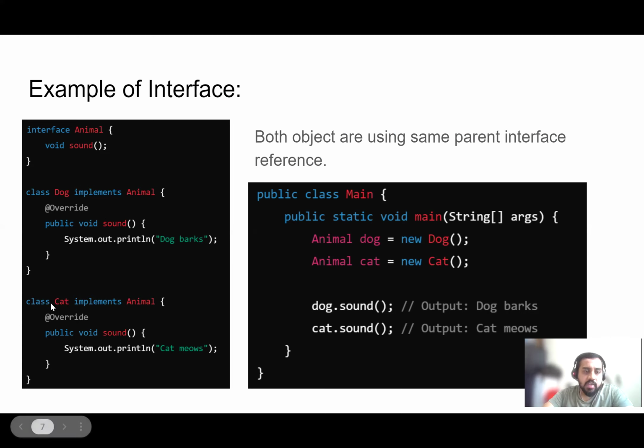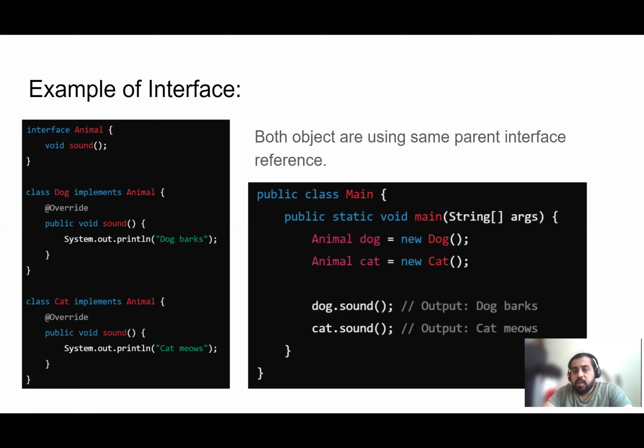I created one more class called Cat, which implements Animal, and I implemented the parent method sound, which says the cat meows. Here the child has its own implementation and the parent doesn't have any implementation. It just has the definition of the method. So when it comes to this, the parent reference type can catch both child objects. Even dog and cat objects are carried by an Animal reference. So only one reference is capturing multiple objects. This is called polymorphism.